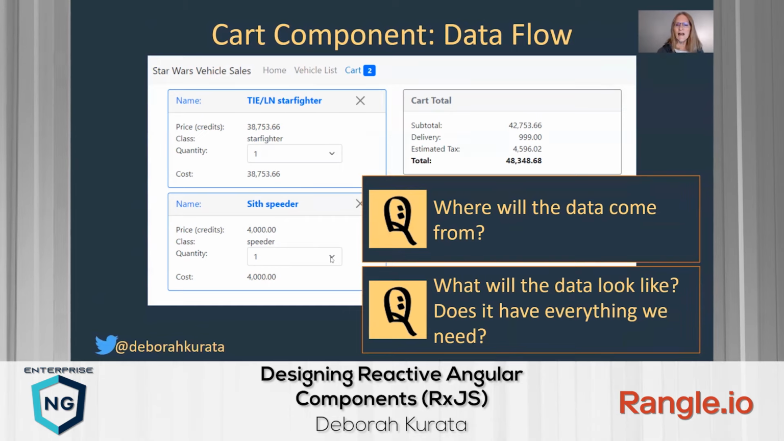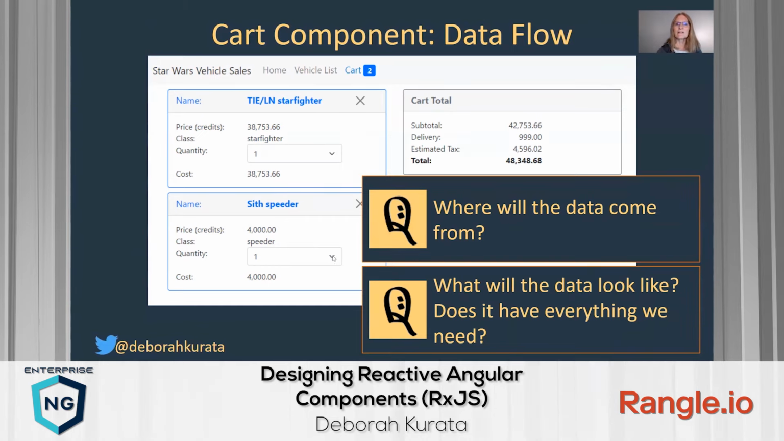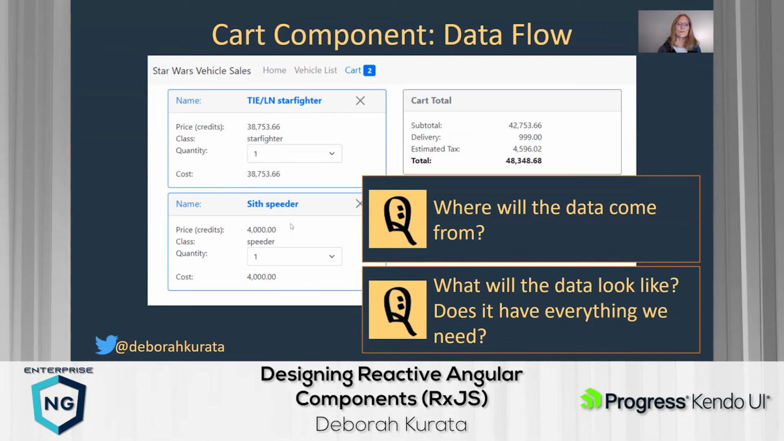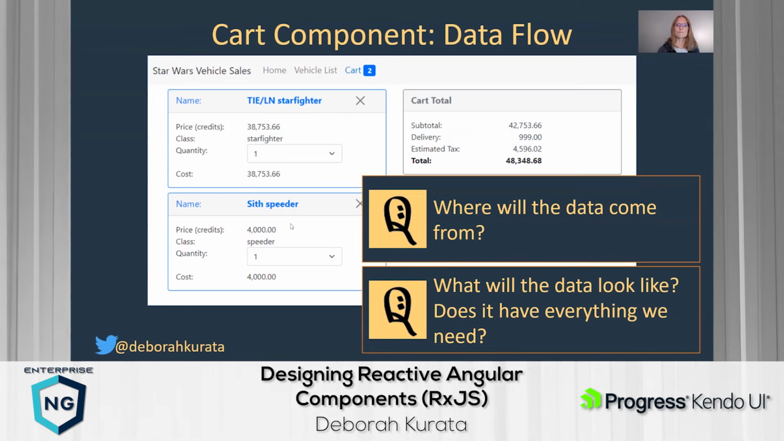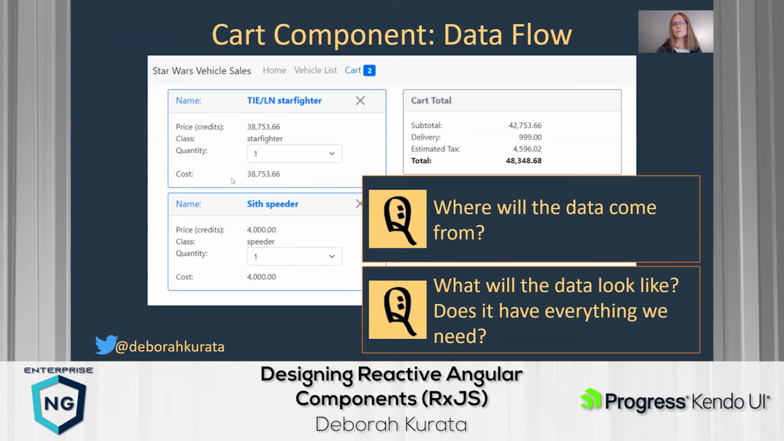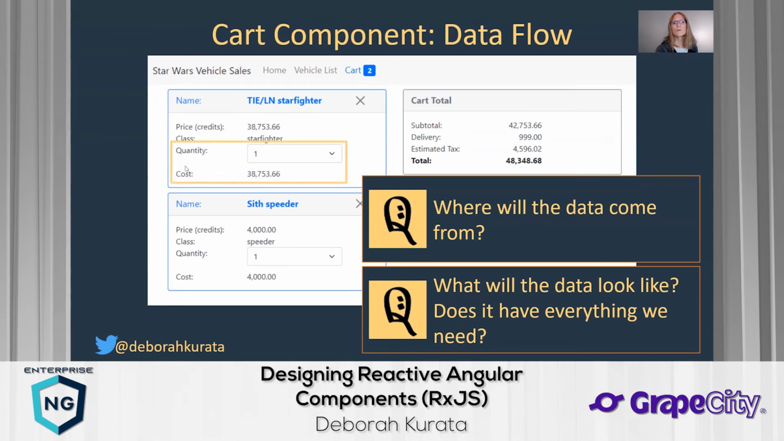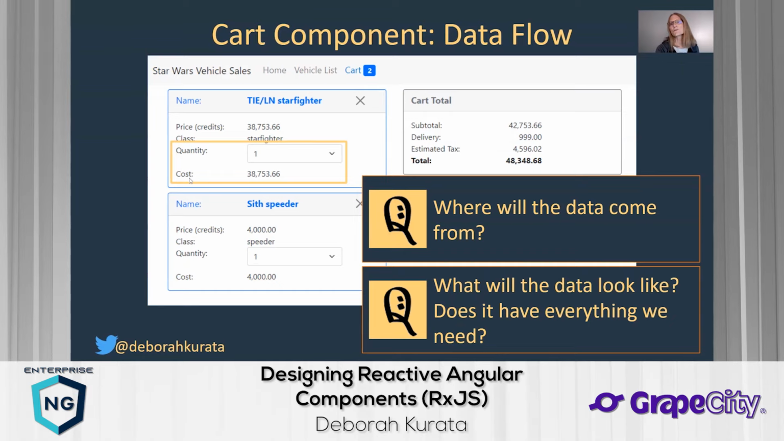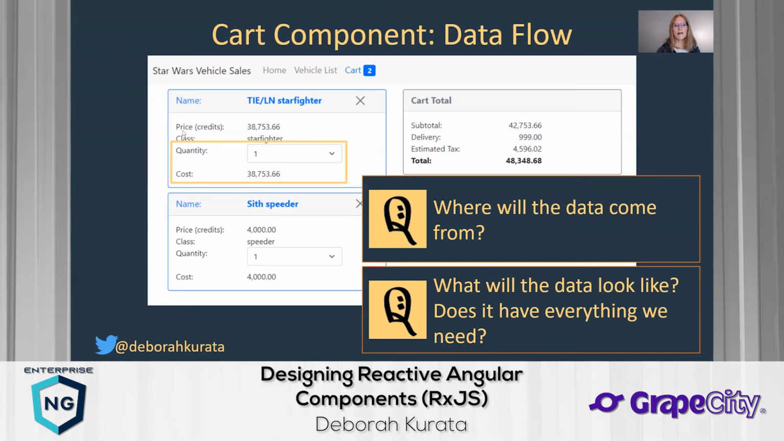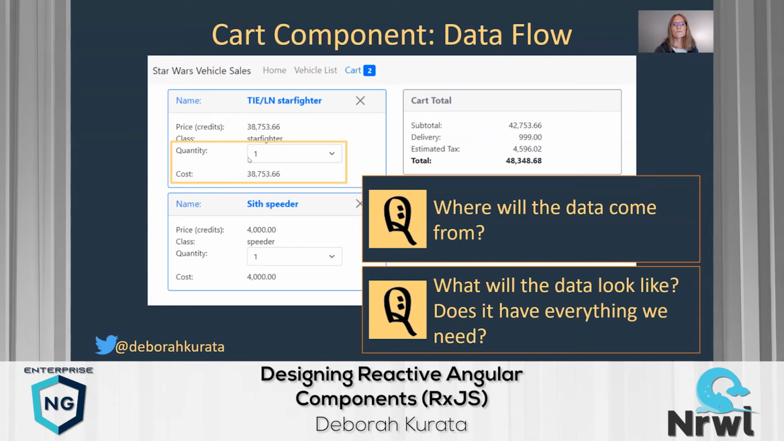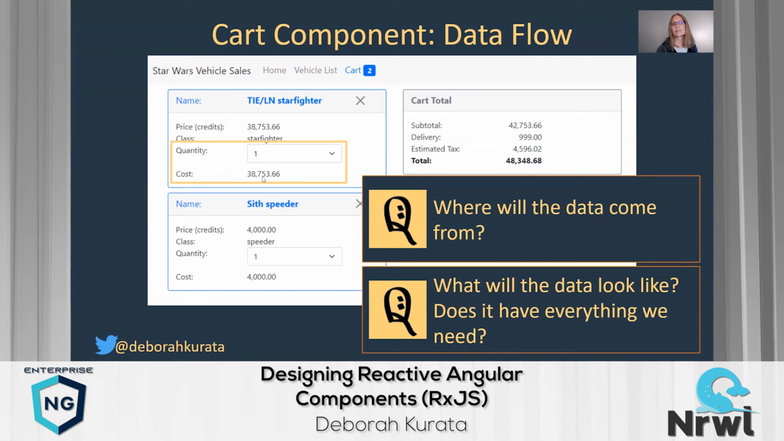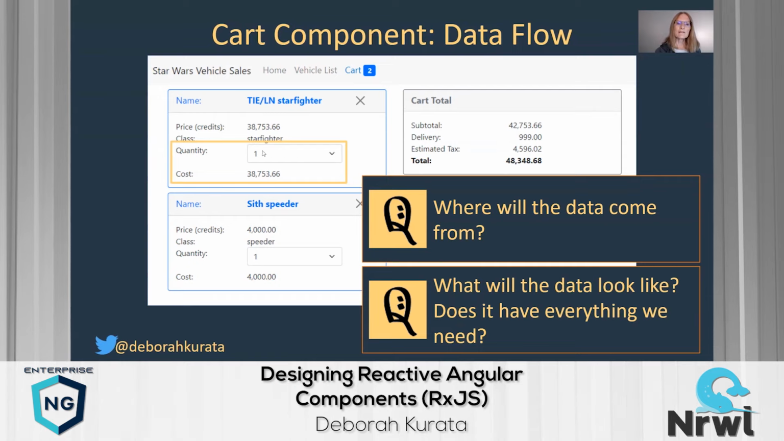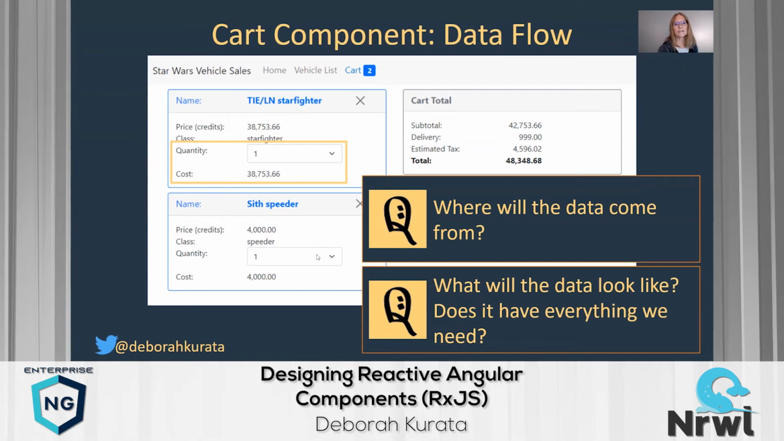But does the data have everything that we need? Well, we can kind of think of our cart as a list of vehicles, right? Because that's what we're buying. We're buying some list of vehicles. But if we just were storing the list of vehicles, we wouldn't have the quantity or the cost. Now, we don't need to store the cost because we have the price and credits. If we store the quantity, we can calculate the total cost or the extended price. But how are we going to store that quantity?